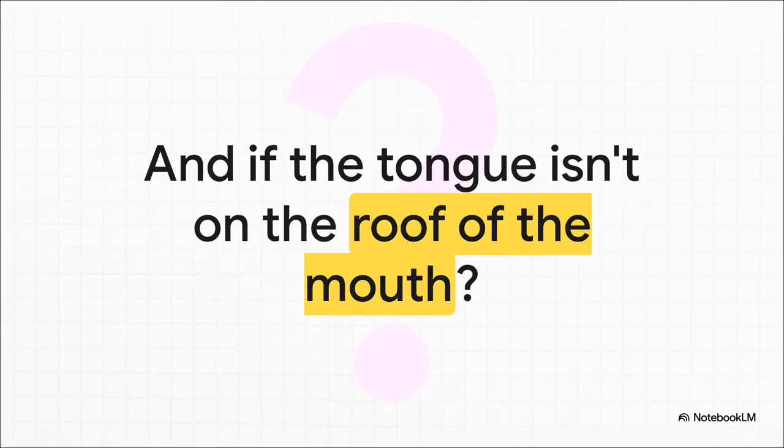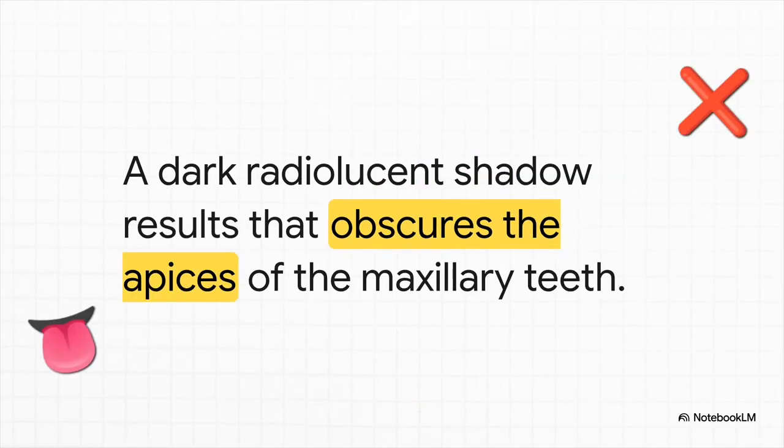Okay, this next one. This is by far the most common mistake in panoramic X-rays. The instruction sounds so simple, but it's really easy for the patient to forget. When the tongue isn't pressed firmly against the palate, it leaves a big gap of air. And what do we know about air? It's radiolucent. So you get this huge dark shadow right on top of the roots of the upper teeth, making them pretty much impossible to evaluate.